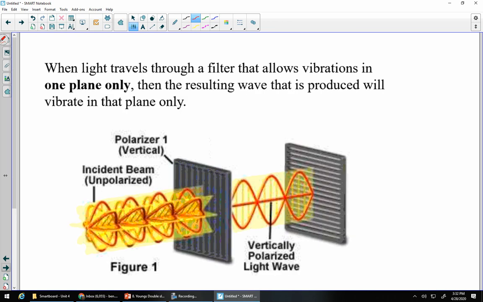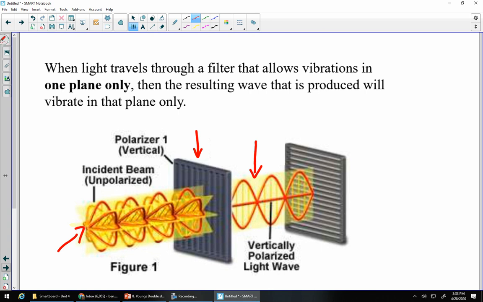So what polarization does is it's kind of like those diffraction gratings, but on a much, much smaller level, where it filters the vibrations so that they're only in one plane. So if I had this one, it's filtering out everything except for the vertical. Here's my mixed wavelength, all kinds of stuff going on, all over the place in tons of different planes. It's filtering everything except for the light that is in the vertical plane.